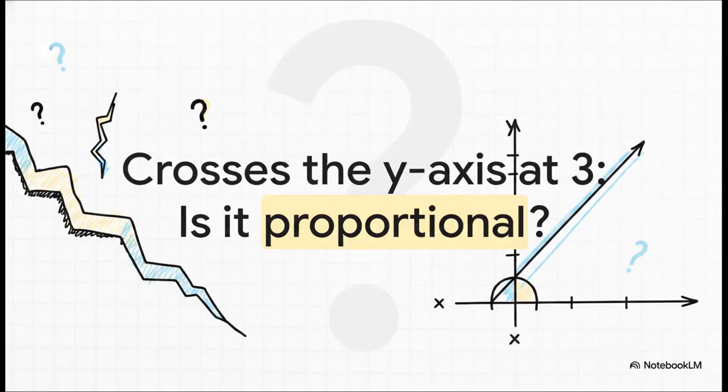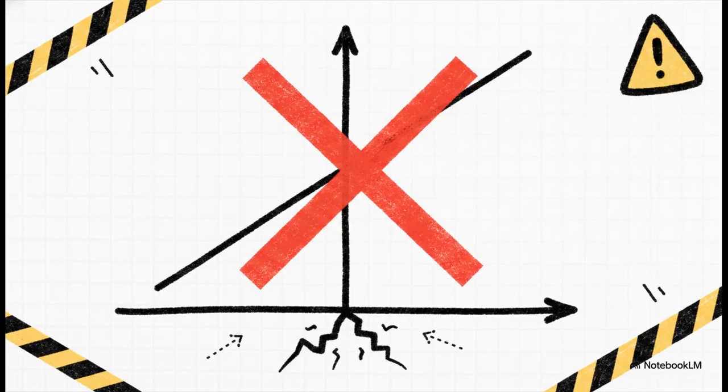Now, let's look at a really common student misconception that acts like a massive crack in our foundation. Picture a graph in your head. It's a perfectly straight line, but it crosses the y-axis at 3 instead of 0. Is this proportional? Take a second to think back to that definition we covered earlier. The answer is a definitive, absolute no.